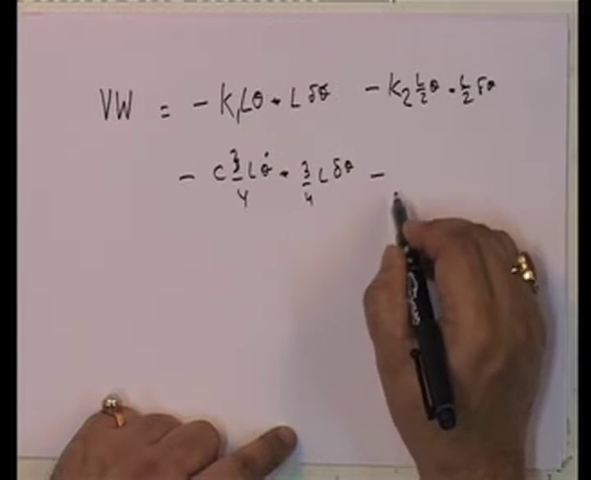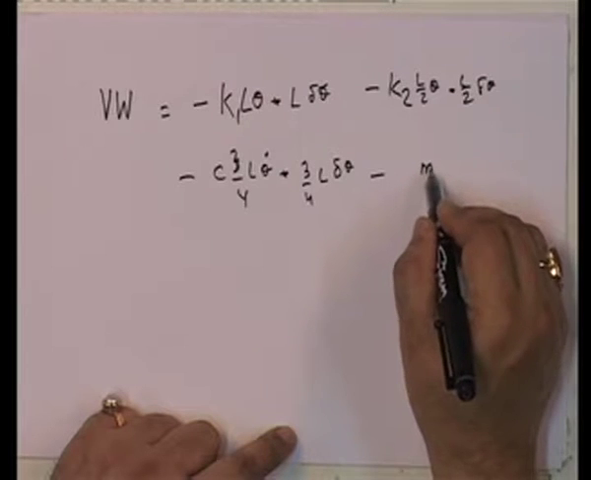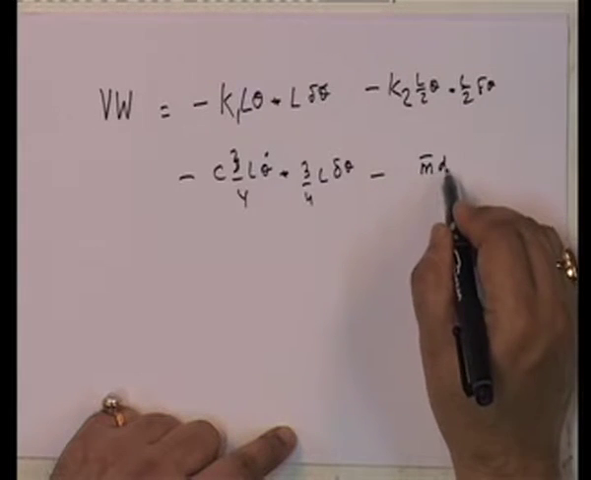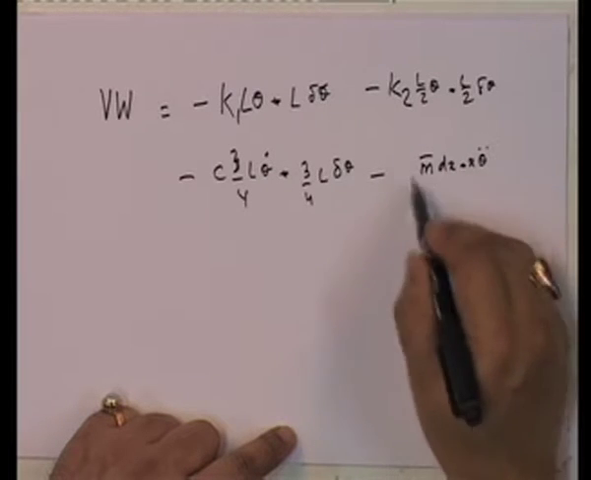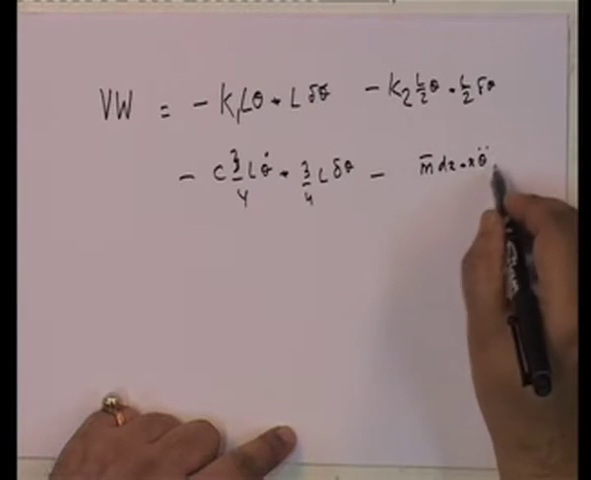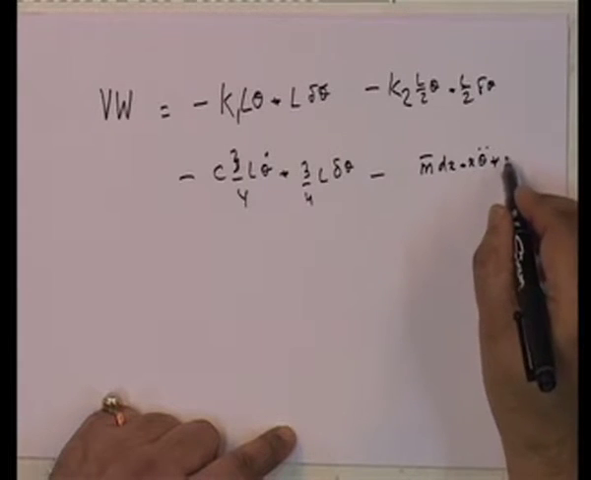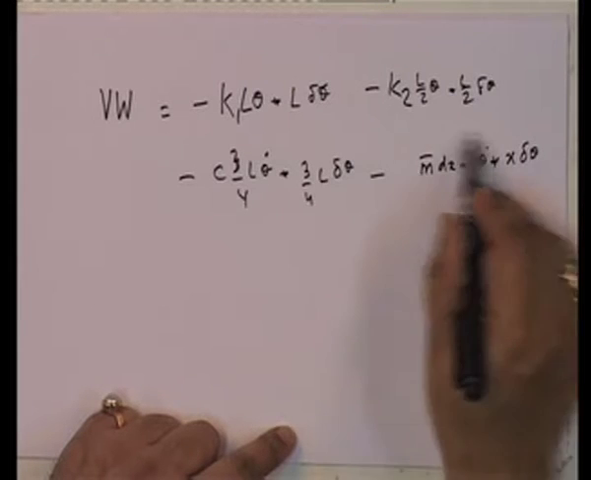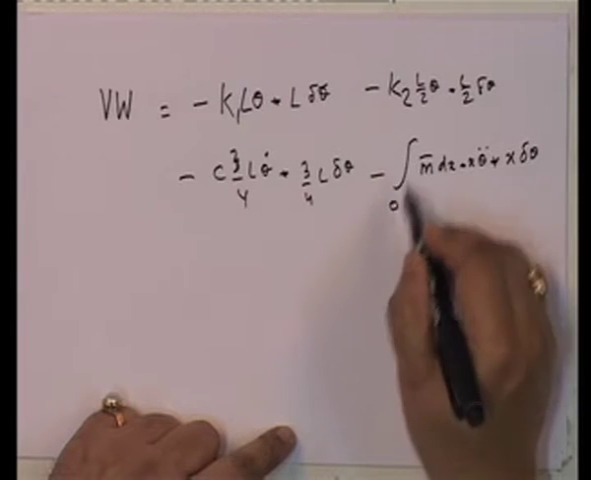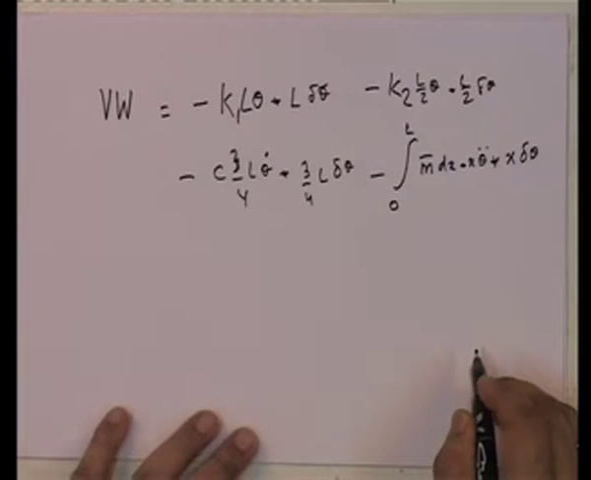Then we have the following, which is m bar dx into x theta double dot. This is the inertial force, and this into x delta theta is the work done by the infinitesimal length, which obviously has to be integrated over the whole length.